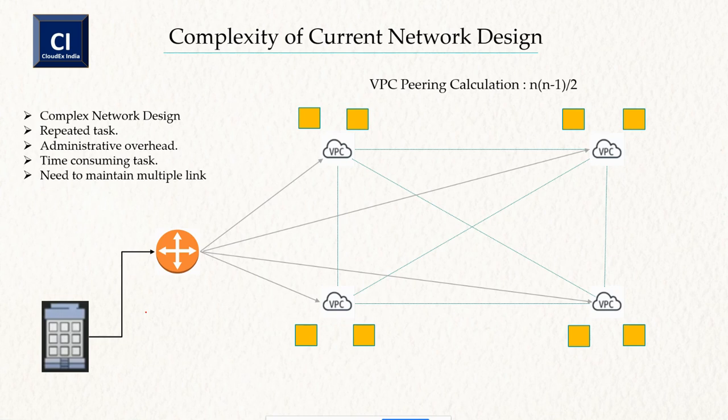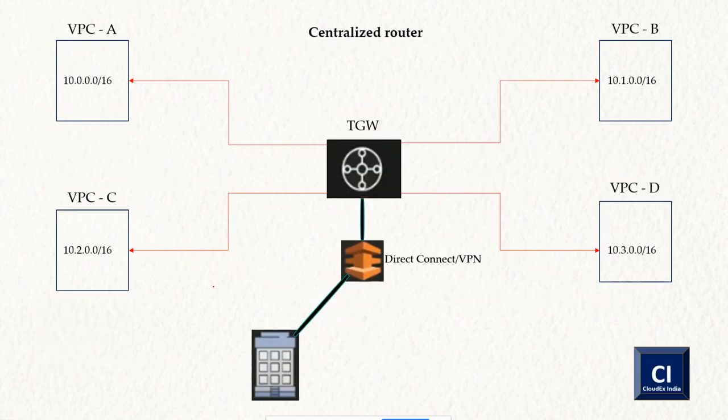So let's see how AWS Transit Gateway will reduce all this problem. In this scenario, you can see we have a Transit Gateway. What is Transit Gateway? Transit Gateway is a virtual router for your AWS environment. And to establish a connection from VPC A to VPC B, you need not create the peering between them.